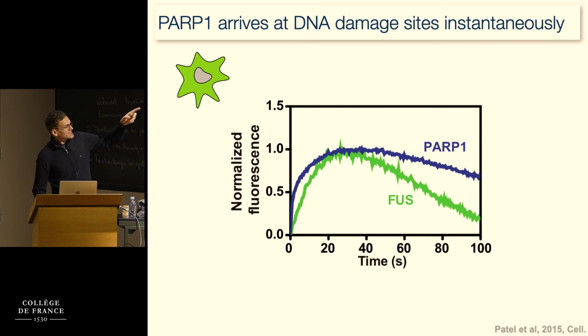When you look at DNA damage, and I showed you this laser cut experiment, you can of course look at which factors are recruited after the laser cutting. And you see that PAR polymerase is really the first one that comes on, and you see it increases, but then it also decreases again. And then you have this FUS protein that I told you about, which comes a little bit with a delay. So why is PAR polymerase able to do this?